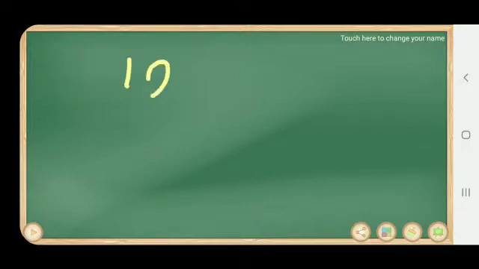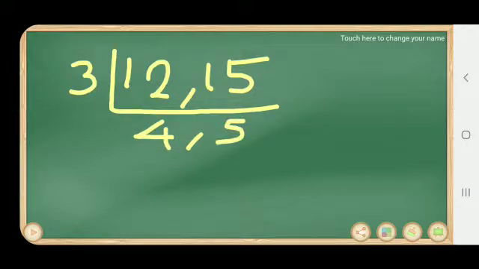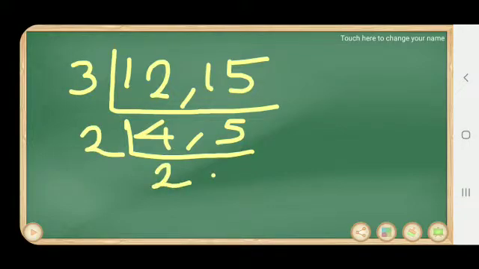Similarly, one more: 12 and 15. In 12 and 15, which prime number can we consider? 3. 4 3's are 12. 5 3's are 15. In 4 and 5, any common number? We cannot write one. So, 2 I can take. In 4, 2 is there. In 5, there is no 2. The same 5 you can write.